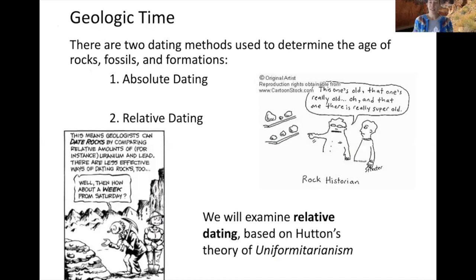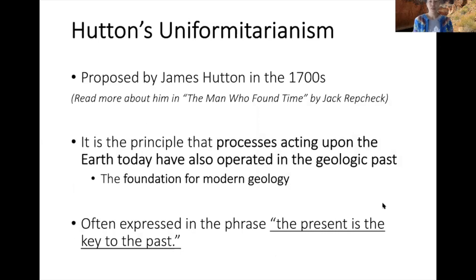For our purposes, we're going to focus primarily on relative dating, but I will touch a tiny bit on absolute dating. Both of these methods are used together to determine the age of rocks, fossils, and rock formations. Relative dating is based upon the principle of uniformitarianism, which was proposed by an old white dude named James Hutton back in the 1700s. You could read more about him in this great book called The Man Who Found Time by Jack Repcheck.